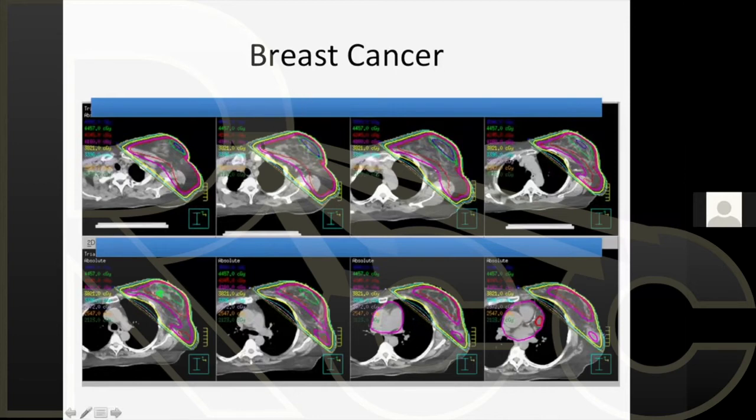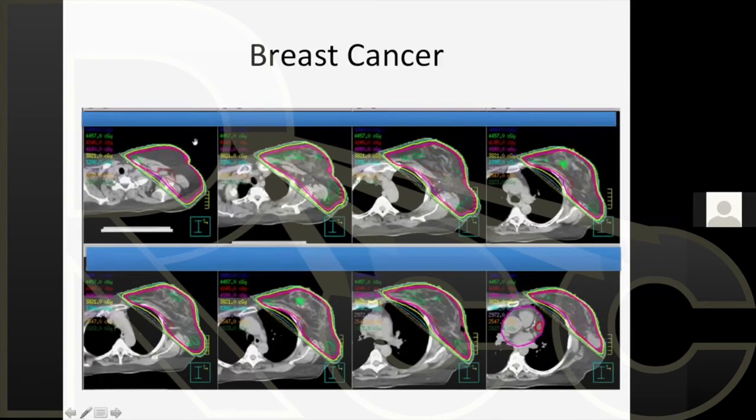Because why? Because we're not covering the breast. Yes, the normal tissues look beautiful, right? Yes, I love this plan. But to be honest, we can't just look at the normal tissues. That's important. Yes, the normal tissues are important, but you've got to cover your disease, right? And that's the problem with this plan. It's not covering the breast tissue.